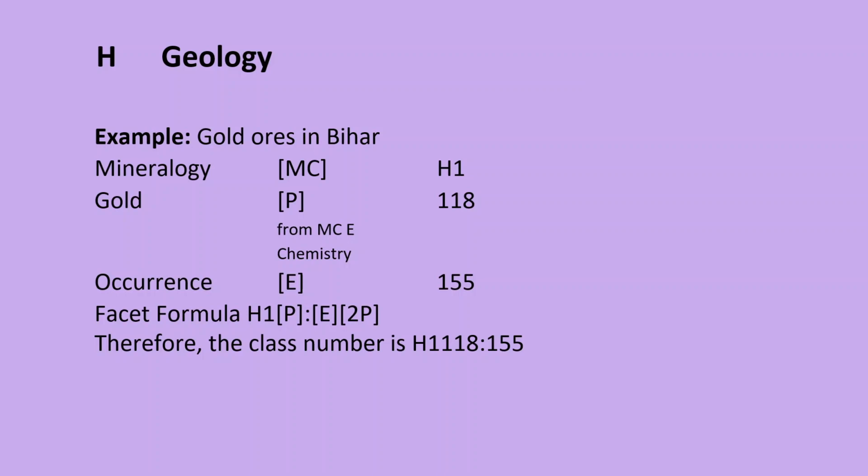Take one example, gold ores in Bihar. Under the canonical class mineralogy H1, in the personality facet we get the notation for gold, 118, which is to be obtained from the main class E chemistry as instructed. Then we have the isolate from the energy facet, occurrence, that is 155. Therefore the class number will be H1118 colon 155.